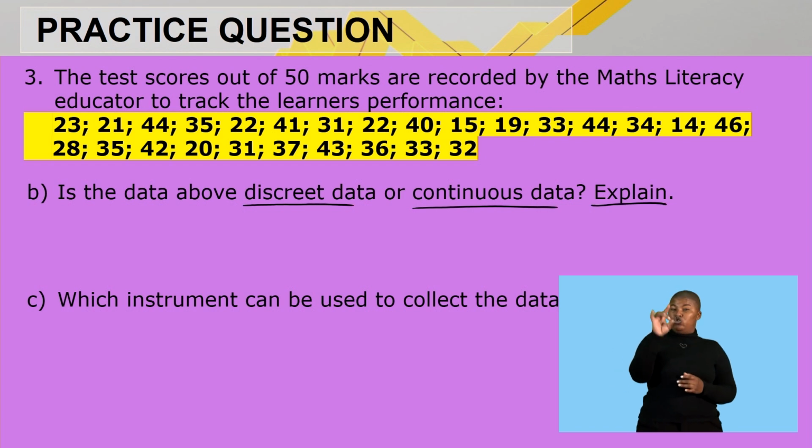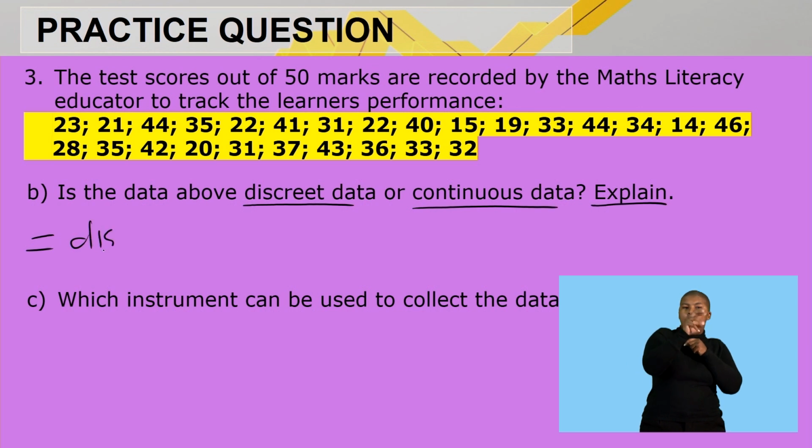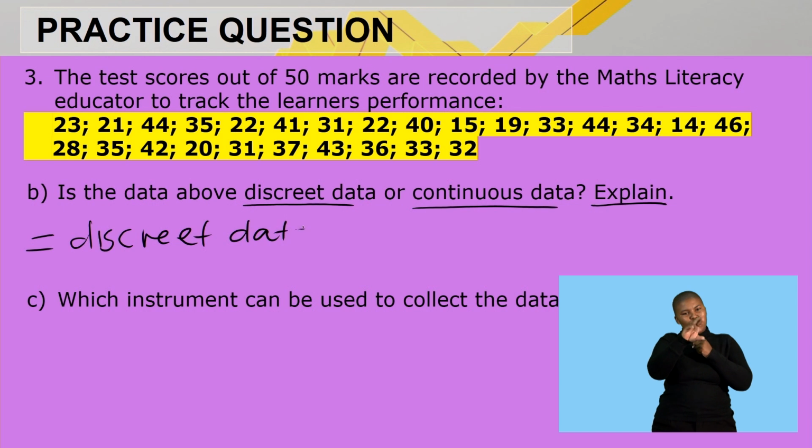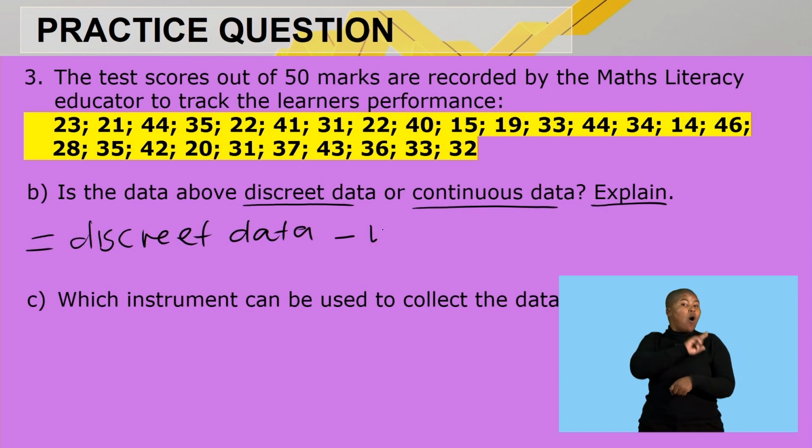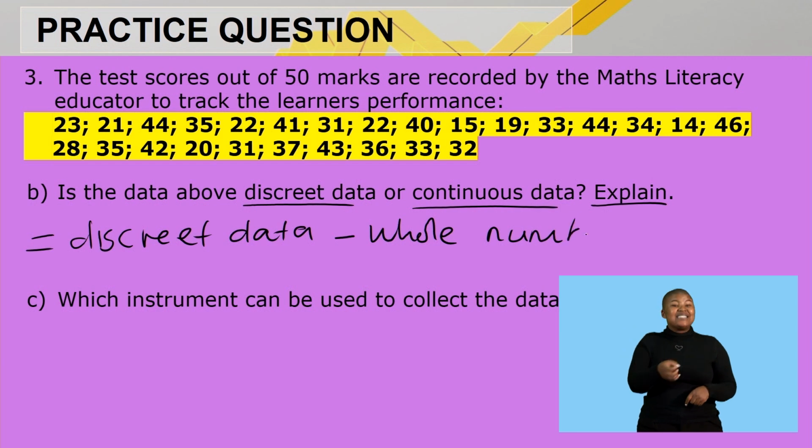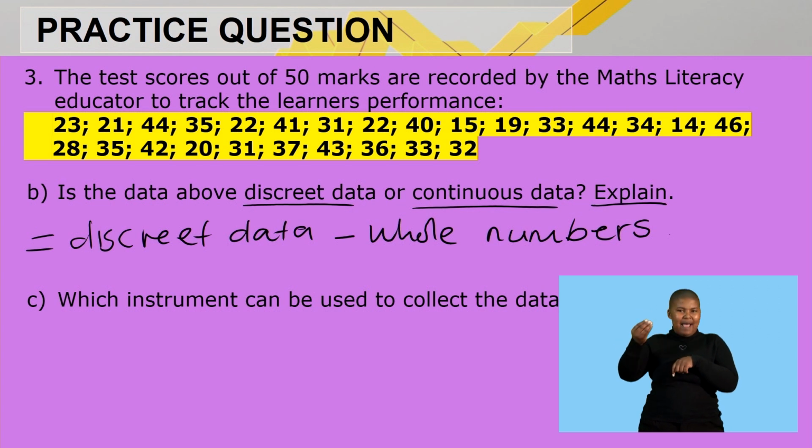So in this case, when we look at the marks, they are recorded in whole numbers. So now this data is said to be discrete. So now why is it discrete data? Because it is whole numbers. The test marks are given in whole numbers. That's why it is discrete.